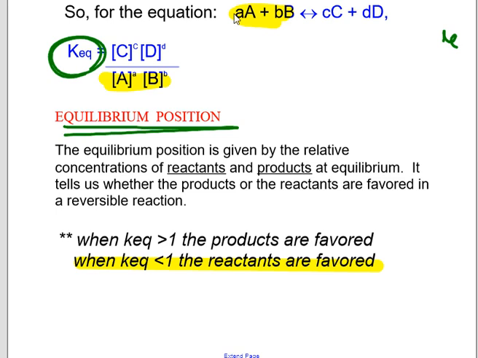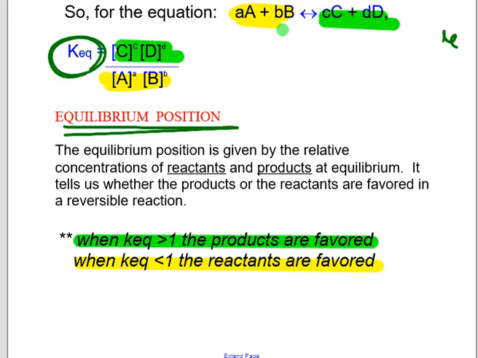Some equilibria, however, don't happen until large amounts of products are formed. At that point, there's hardly any of my reactants. My numerator is quite large. When this happens, the Keq value is greater than 1. A Keq greater than 1 tells us about an equilibria that favors the products.